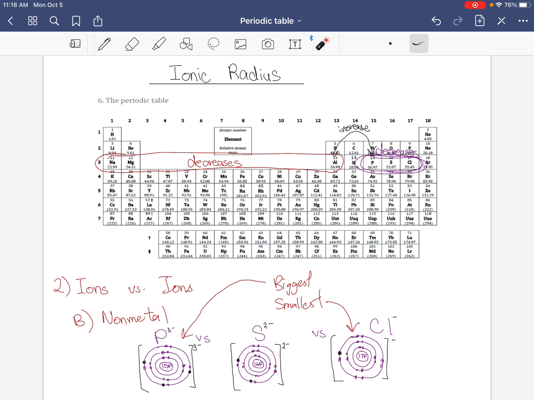Guess that's it for today. Okay. This is ionic radius, and I actually have a lot of questions from the course pack that I want you to do. So we'll be doing that tomorrow.